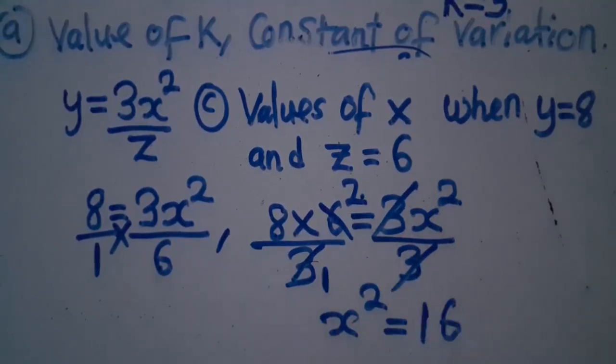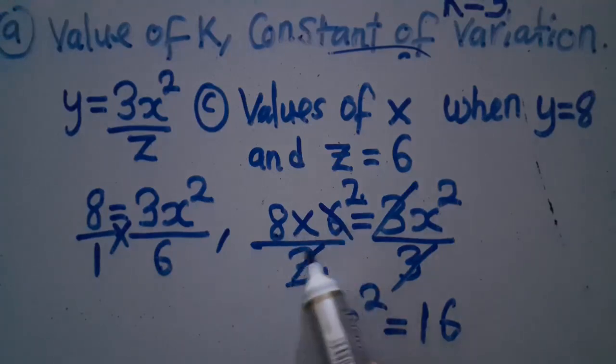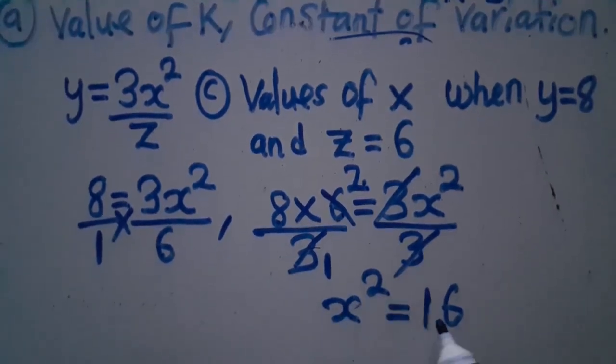Have you seen the way I'm doing this? I'm not even using a calculator on this. If you want, you can multiply there, and after multiplying, then you divide by 3. There is no problem. You will still get the same answer. Then I told you that whenever you see something like this, you introduce the square root.